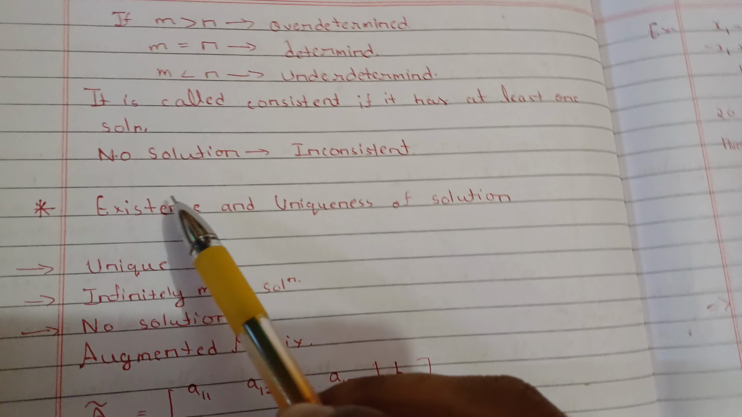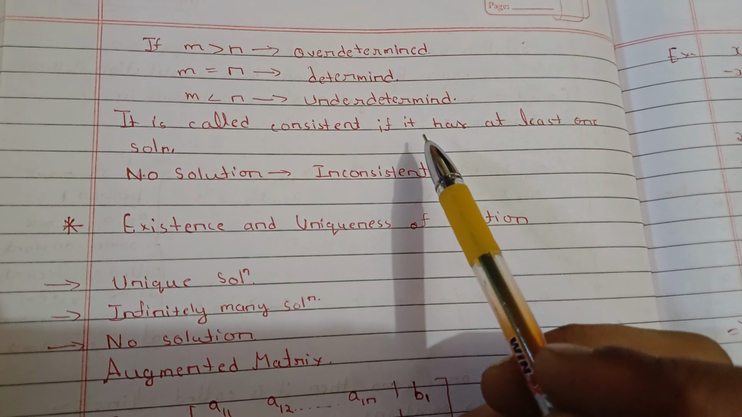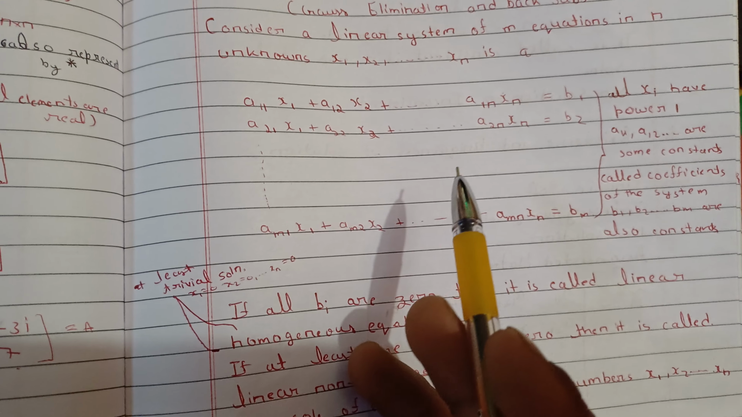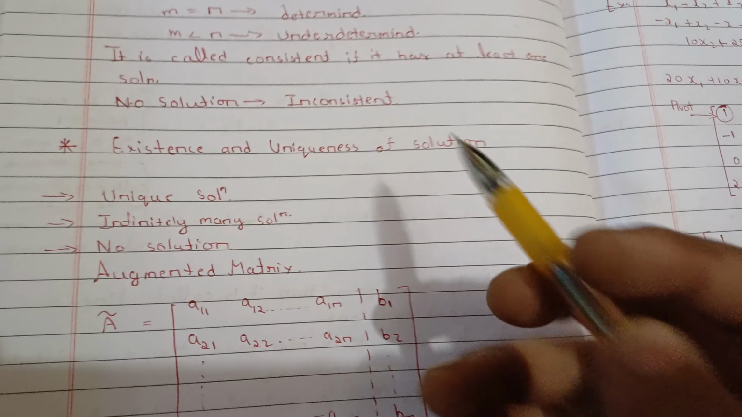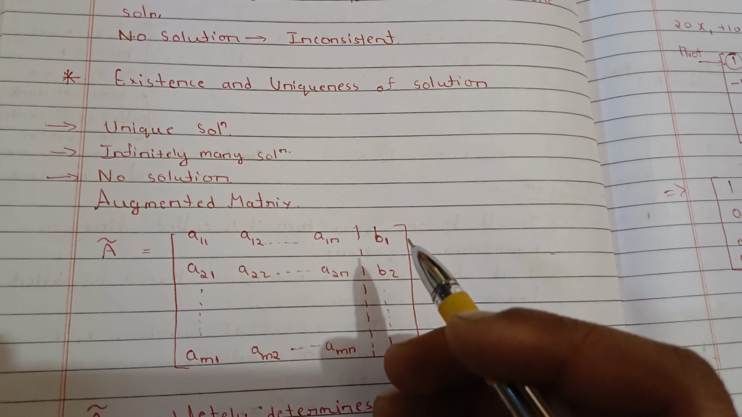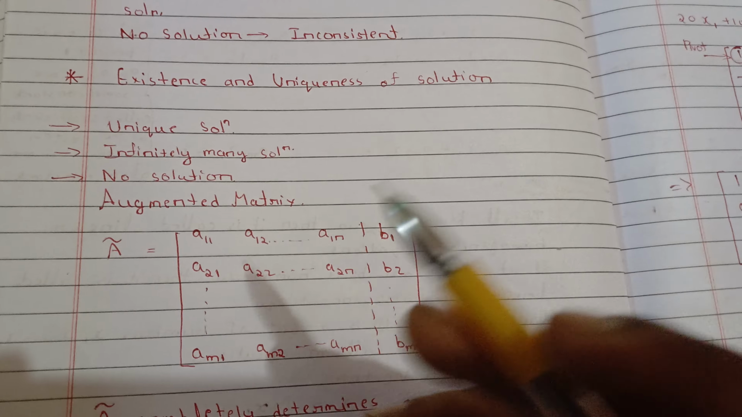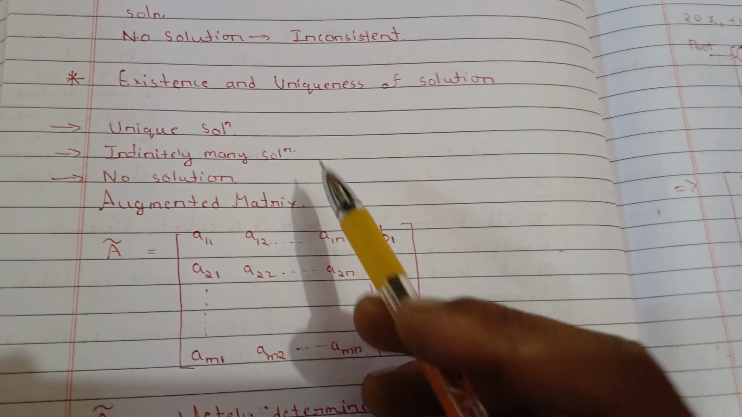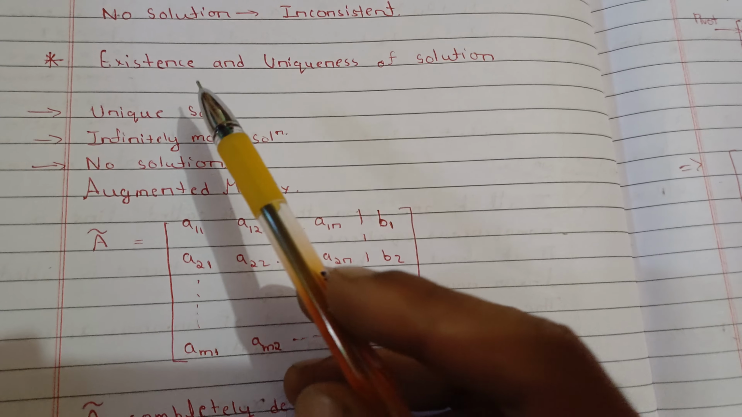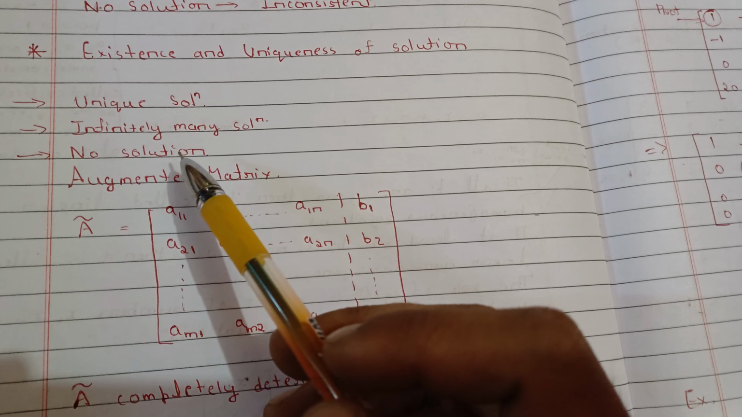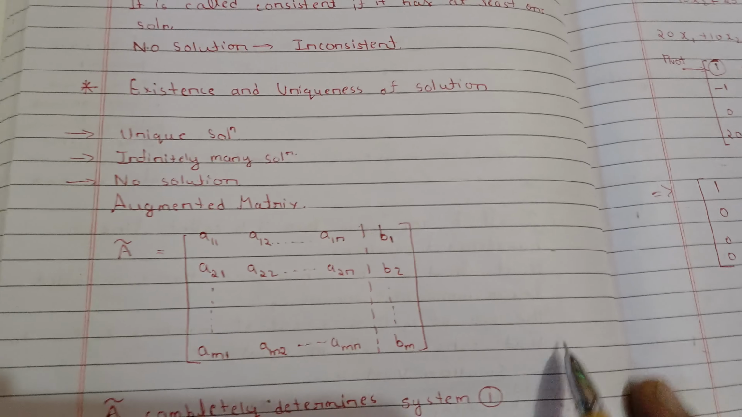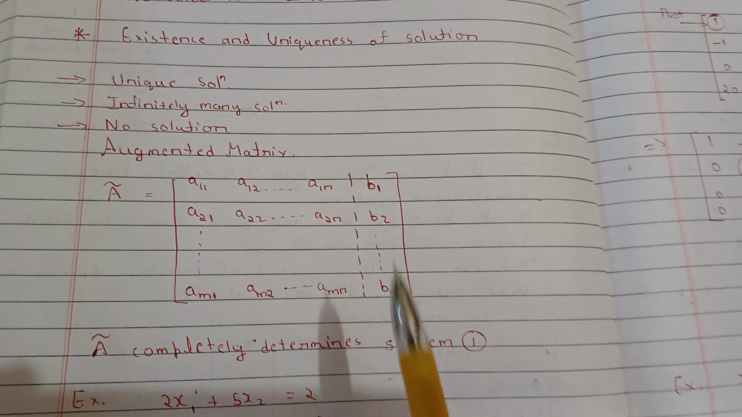This system is called consistent if it has at least one solution. Means when we solve these equations, if at least one solution is available, then we call it consistent. And if no solution is available, then we call it inconsistent. Now there can be a unique solution to these equations, infinitely many solutions, or no solution at all. So how can we find this? Existence and uniqueness of solution. These three types of solutions are possible. Let's see how to solve these matrices with the Gauss elimination method, then we will discuss all three parts.